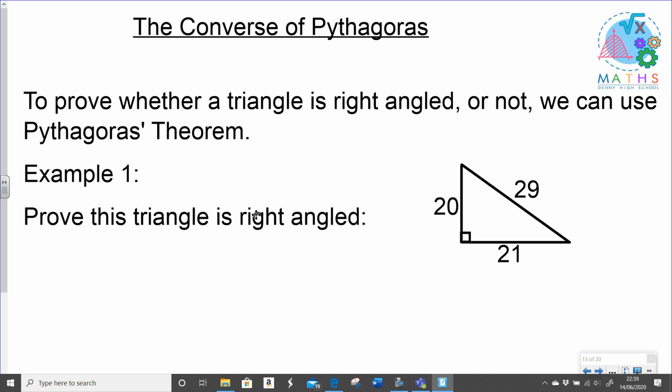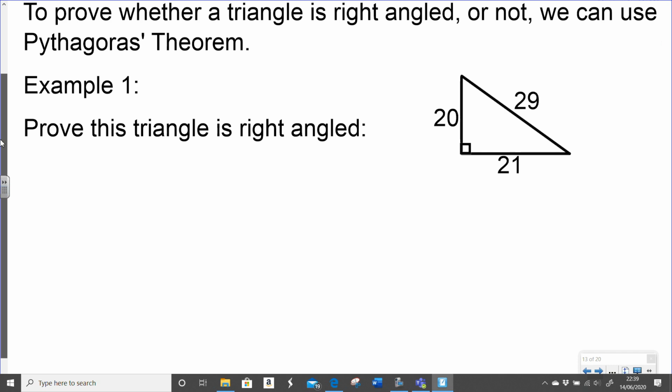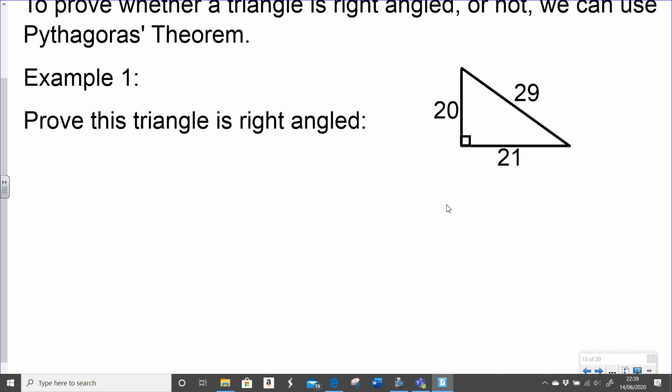Example 1 shows a triangle with two short sides, 20 and 21, and the long side of 29. So all the sides are there. We want to prove if it is right-angled or not. So this time we're going to follow Pythagoras' theorem, which takes the two short sides, so 20 squared and 21 squared, and we're going to add those two short sides together. This gives us a total of 841.